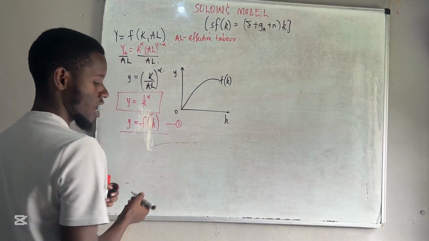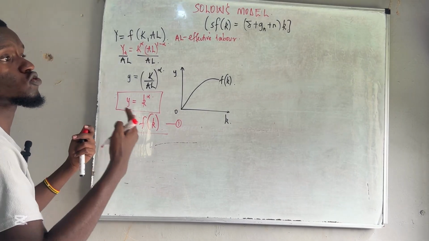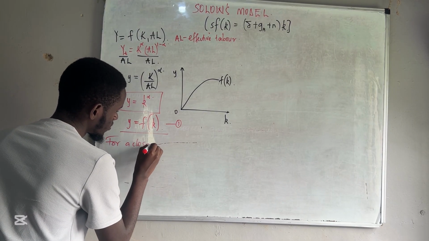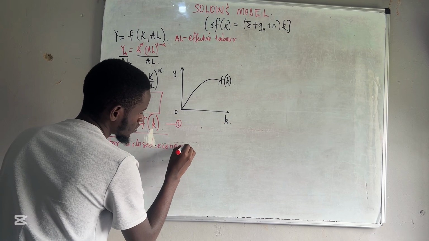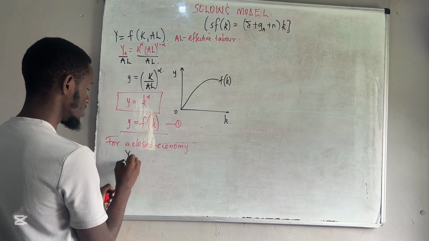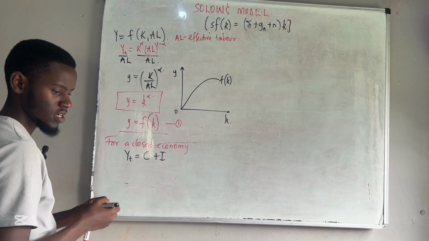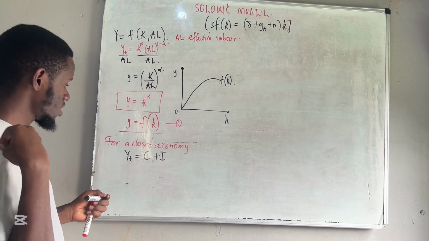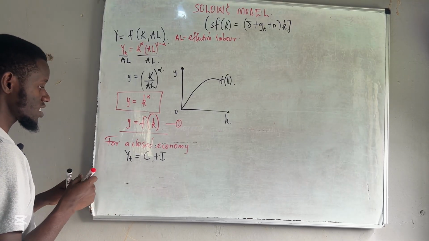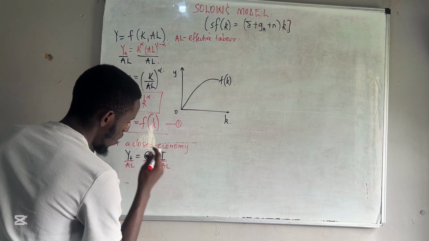Members, let us go ahead and introduce another term. Remember, this is just the continuation of the Harrod-Domar equation. Now let us say, for a closed economy, what happens when you close the economy? We say that output Yt is a function of consumption plus investment. But here we're just interested in effective labor. Next step, we divide through by AL on both sides, and what are we going to have?